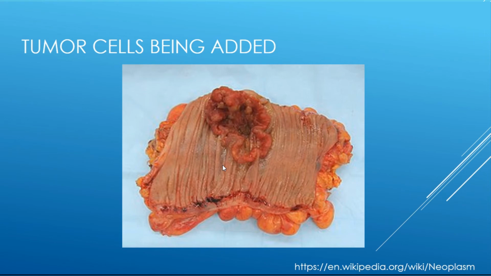Here's a picture of a tumor. This is taken off of Wikipedia, so sorry, this is probably human, gross. But here we have a tumor, and you can see that we have a raised lesion. Here's the normal-ish mucosa of probably the colon, and we have this kind of raised area.